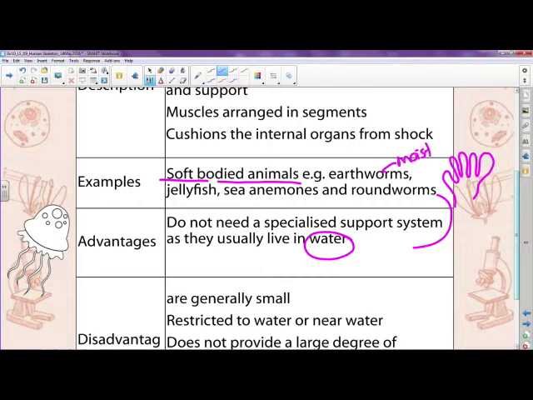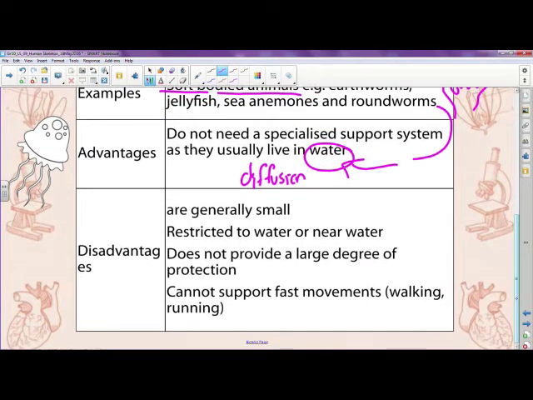Because they don't have a hard outer shell, anything that they need usually comes in and out by diffusion. So we say that it's quite simple. The problem with it is that you are restricted in size. When we talk about sea anemones and earthworms, and next year we look at things called hydra, you're going to do a lot of this in the grade 11 syllabus.